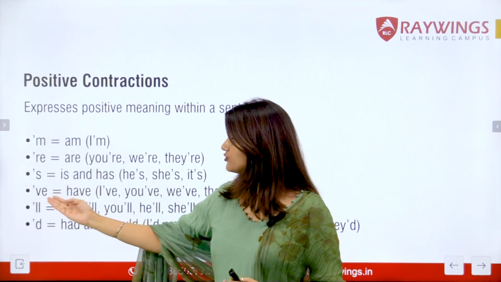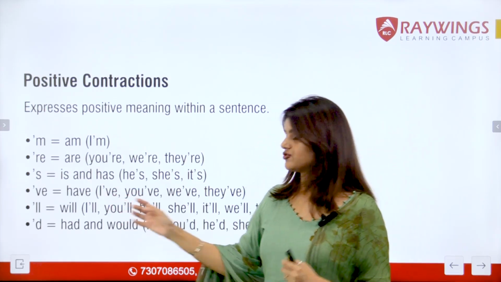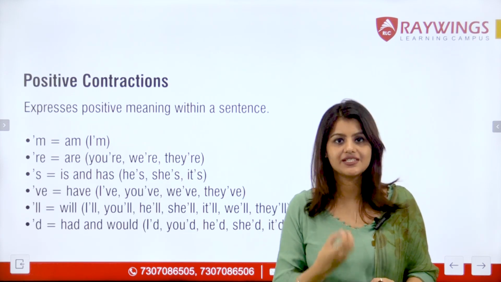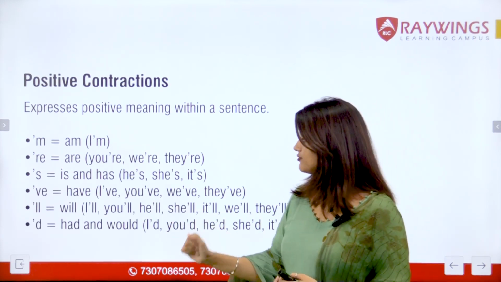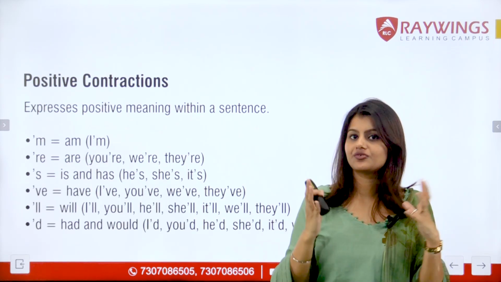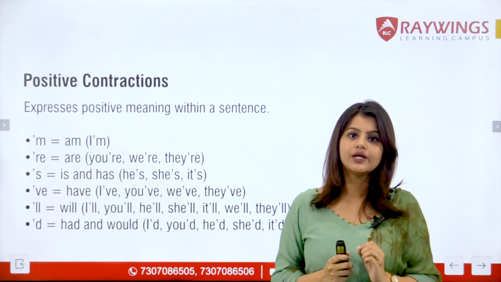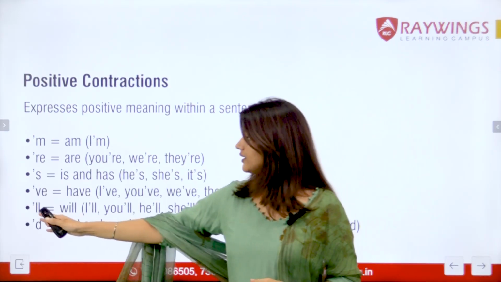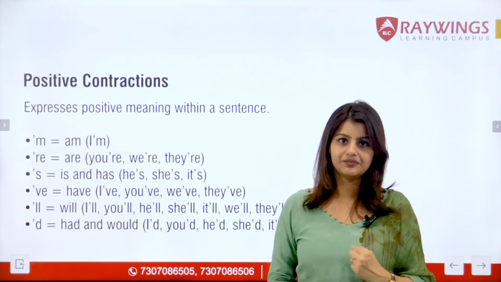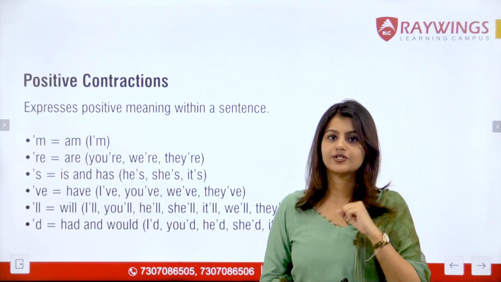Then apostrophe ve stands for have, right? So rather than saying I have, you said I've. It just means the same thing, right? You have, we have, and they have. So these are all contractions in which we have shortened have by using apostrophe ve. Next is apostrophe double l, will, they will, I will, right? So instead of saying I will, you used an apostrophe, you used a contraction.